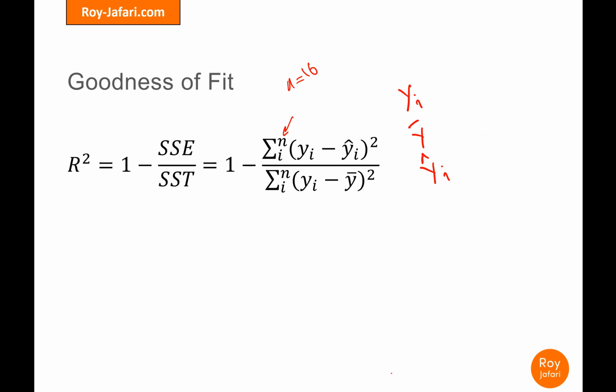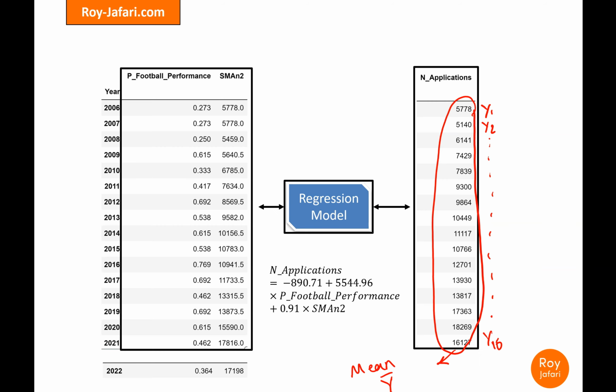And then what is Y hat i? Y hat i is the prediction of the linear equation for all of those values. How would you get that? You would use these two, previous year football performance and SMAN2, to get a value for each of these ones, right? So you're going to be able to get 16 values here.